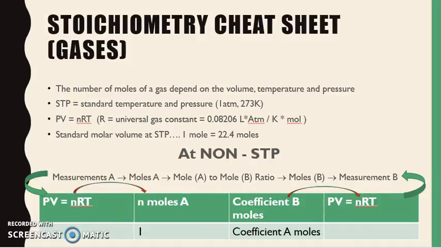The problem changes slightly if you're not at STP conditions, because the only way of converting to moles of a gas at non-STP conditions is by doing a PV = nRT problem. So you plug in your pressure, your volume, your temperature, your R into PV = nRT and solve for the moles, the n, and then you can plug that into your stoichiometry problem and continue with the mole-to-mole ratio.